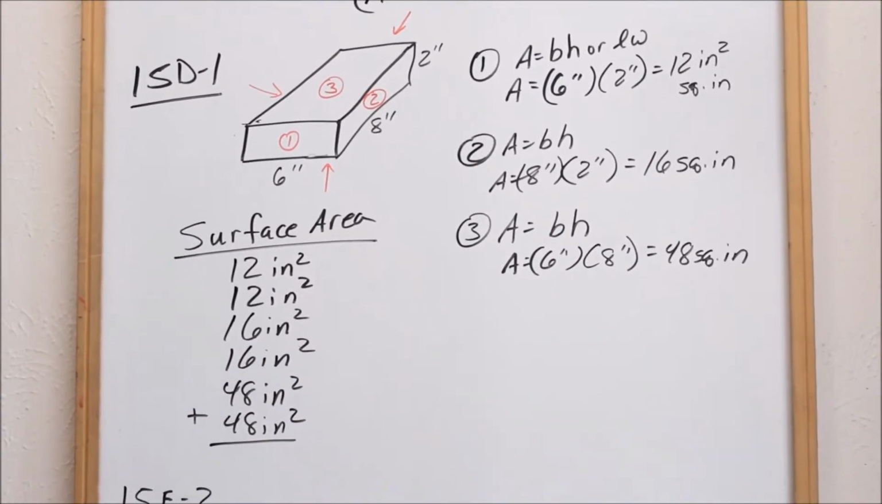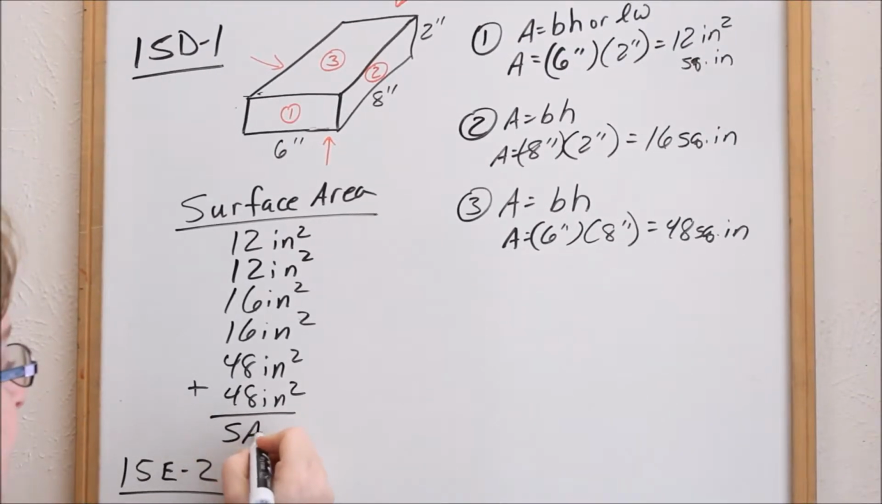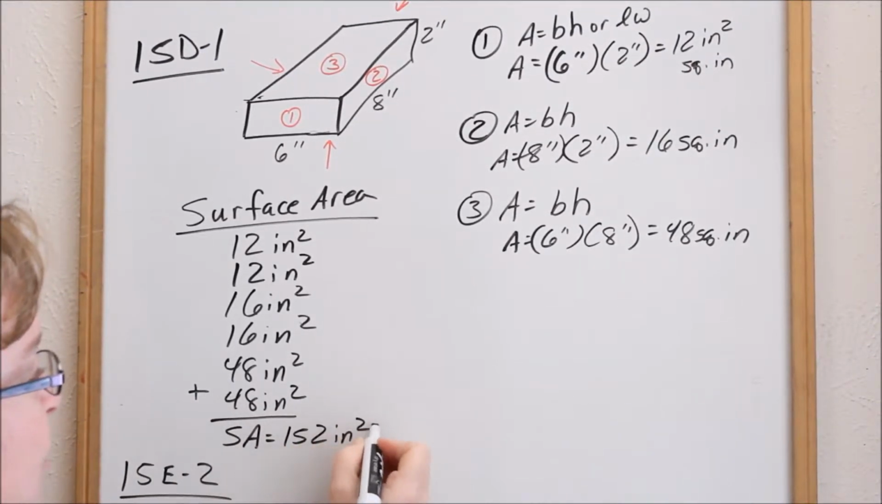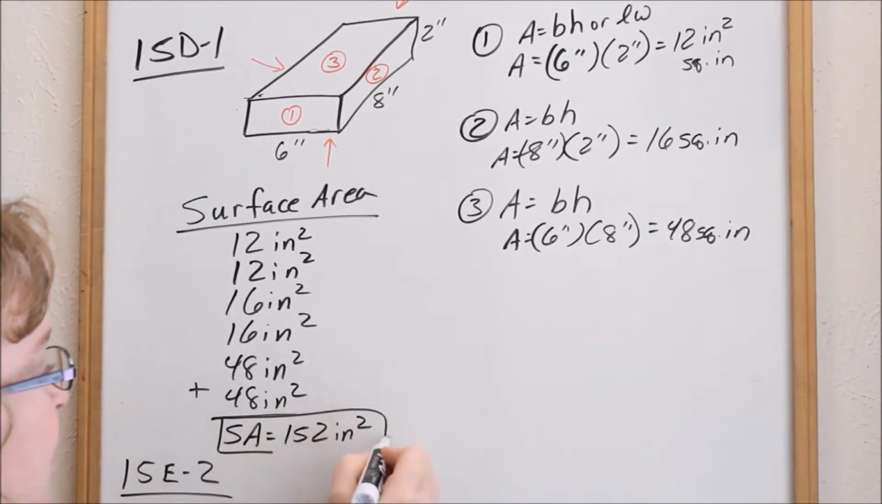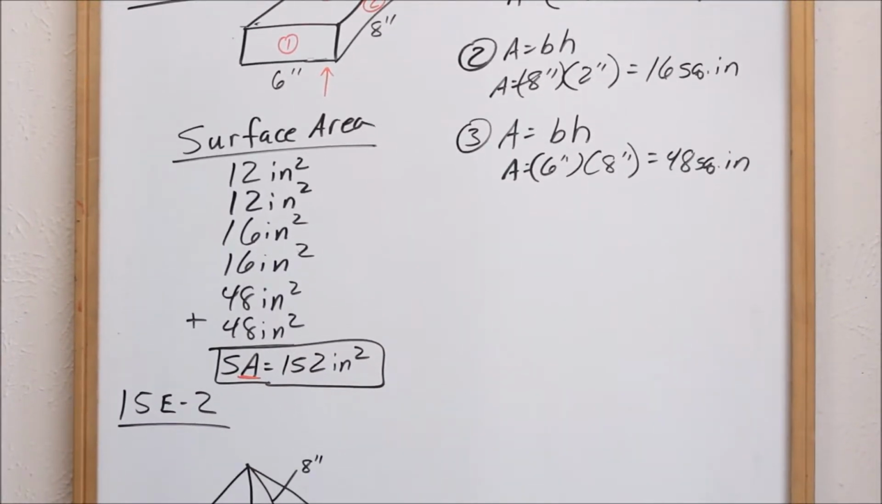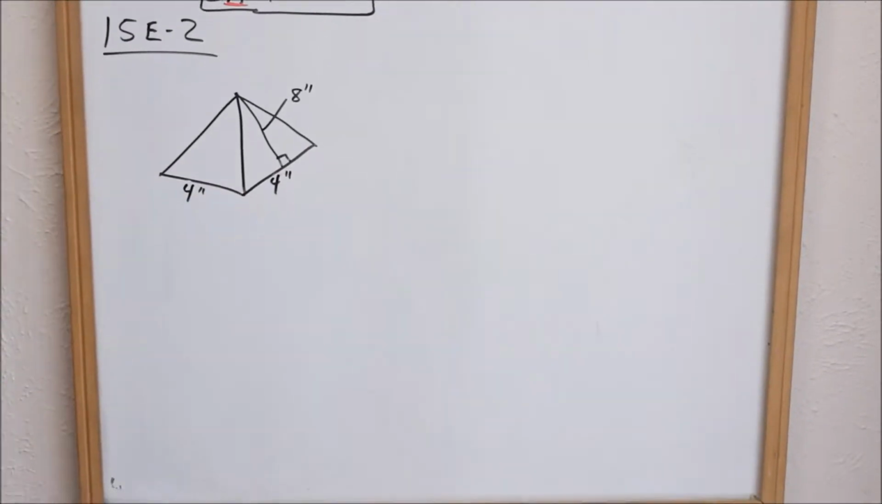Okay, that is 152. Adding those all together, your surface area, sometimes you might see it as SA equals 152, and it's square inches. Because it's surface area, anytime you're doing the area of anything, it's always in square inches. Okay, now looking at 15E, number 2, we're doing surface area of a pyramid.